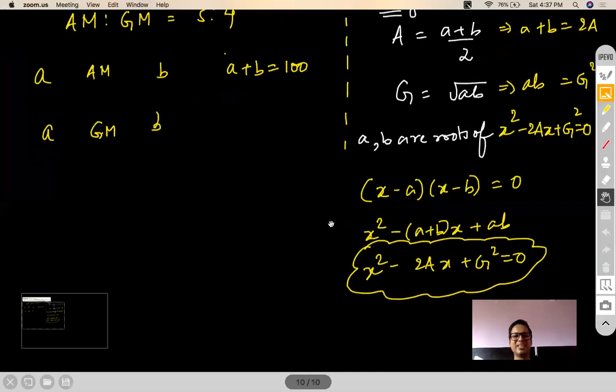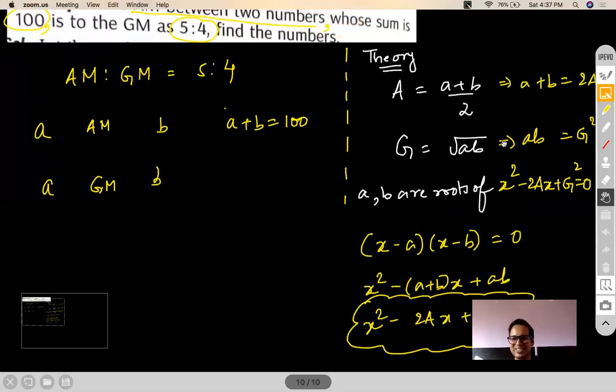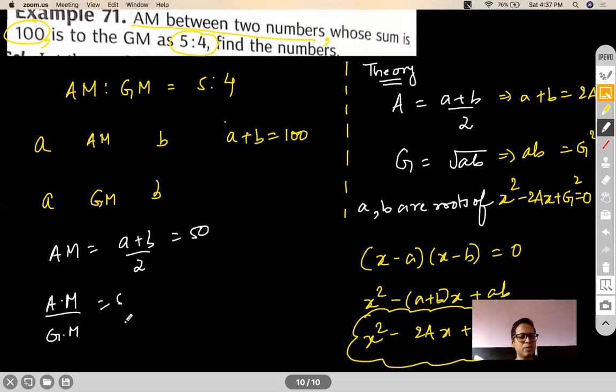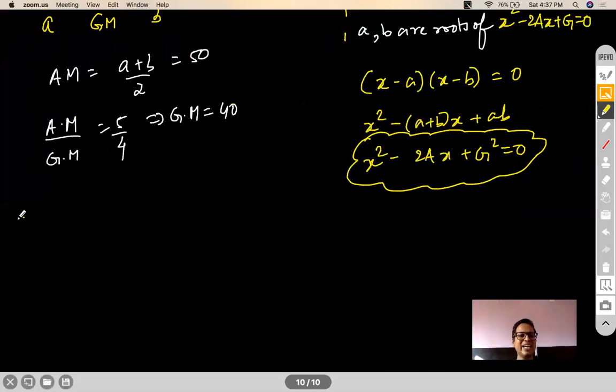Now, let us use this result over here. First of all, your AM is nothing but a plus b by 2, which is itself 50, correct? And since AM is to GM is 5:4, it implies GM has to be 40. So now your a and b will be roots of this equation, which is x square minus 100x plus 40 square.